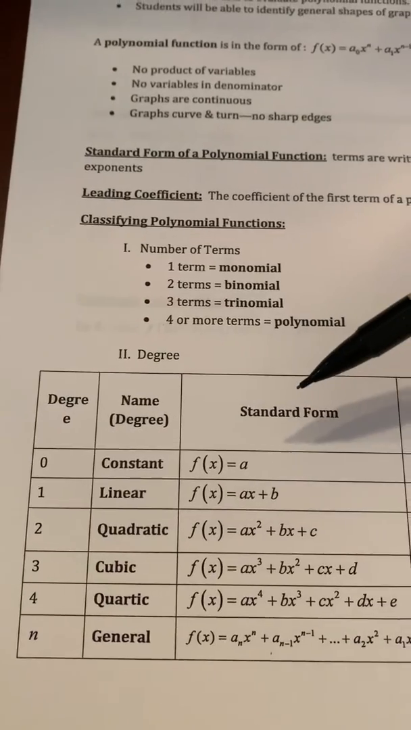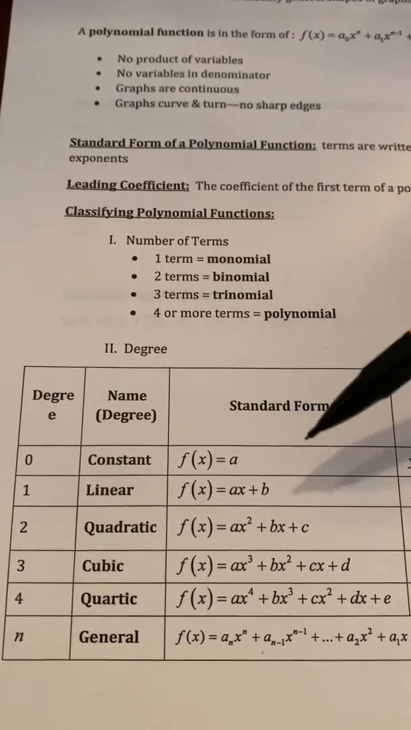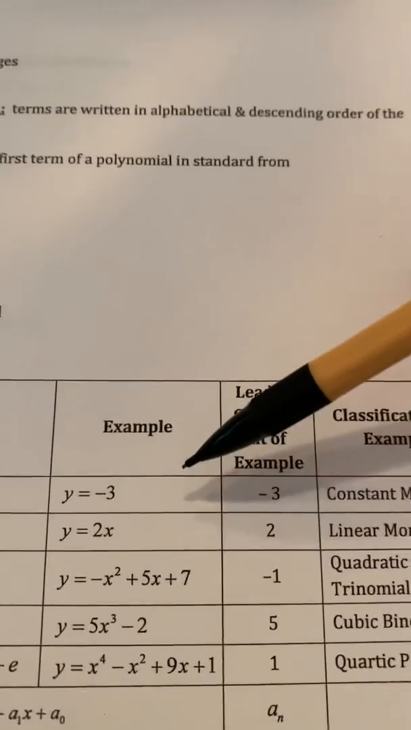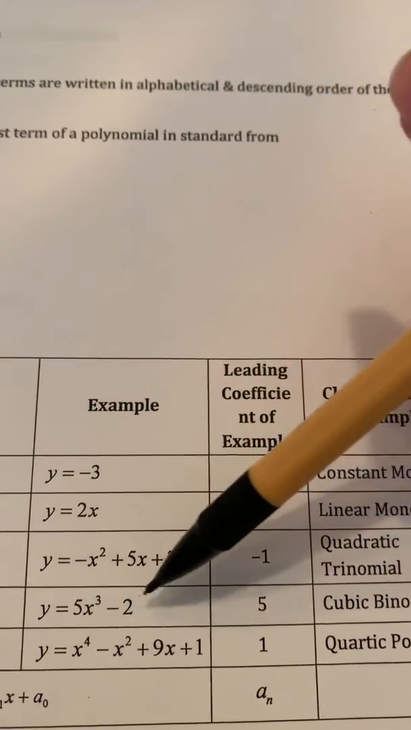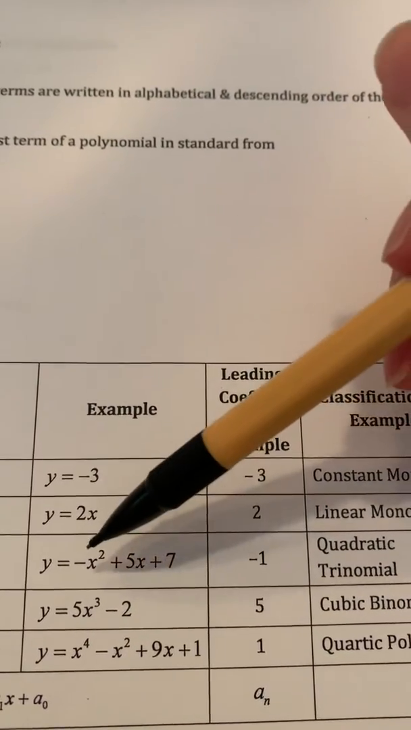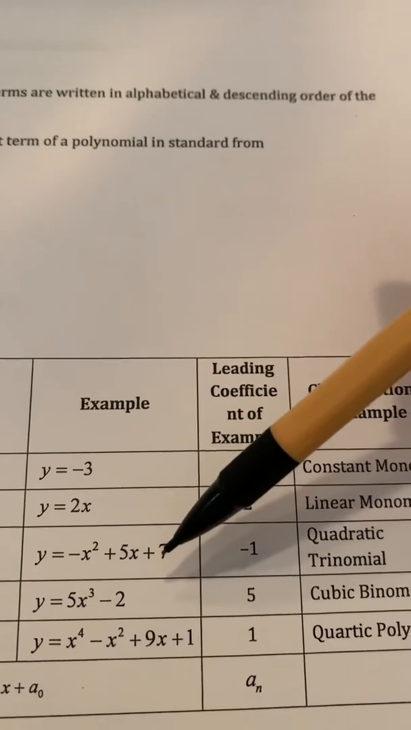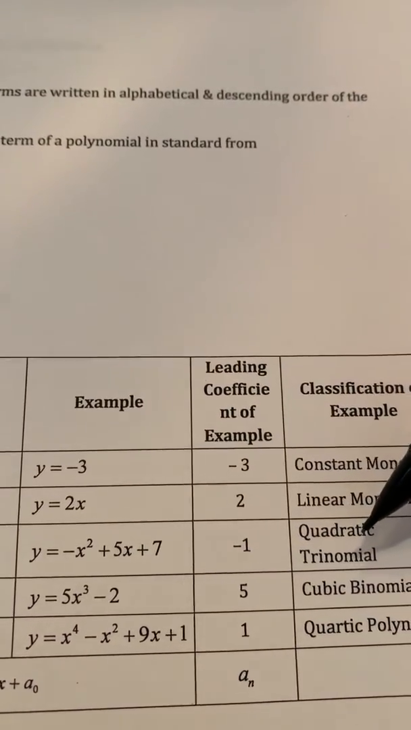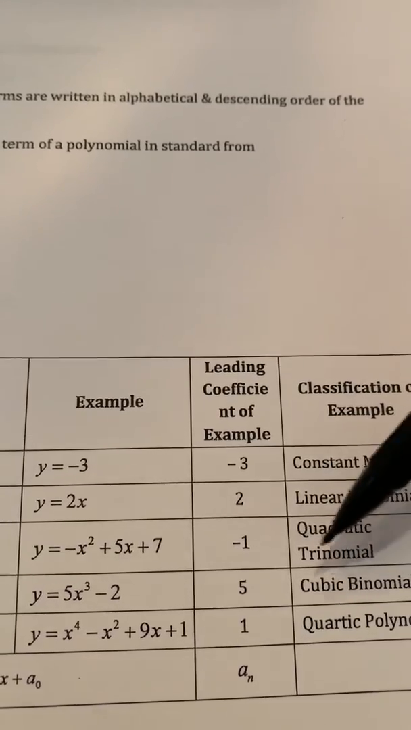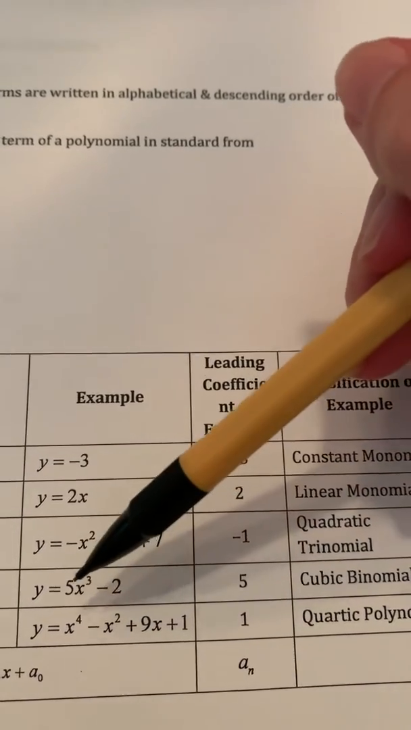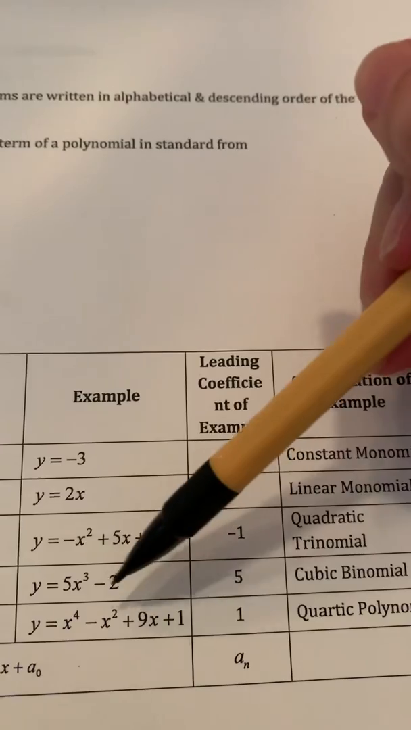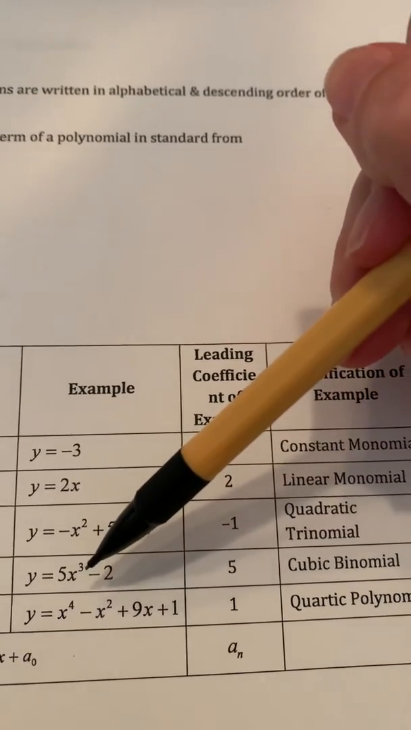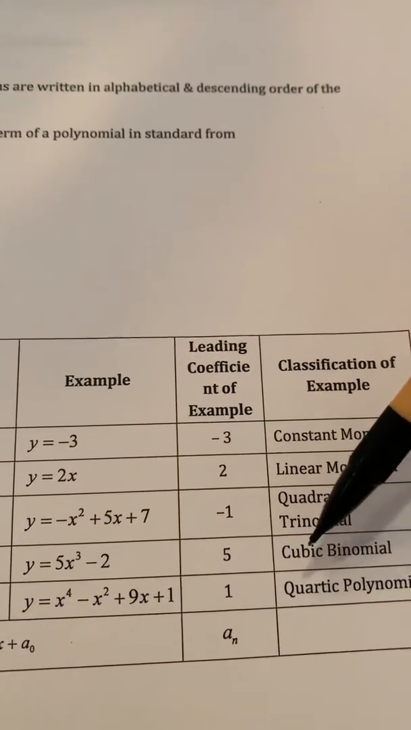The other thing is that we can look at how many terms there are. So if we look at these examples, let's look at this one right here. There are 3 terms, so it's a trinomial, and the highest power is 2. So we will call that a quadratic trinomial. If we look at this one, there are 2 terms, so it's a binomial, and the highest power is 3. So that's a cubic binomial.